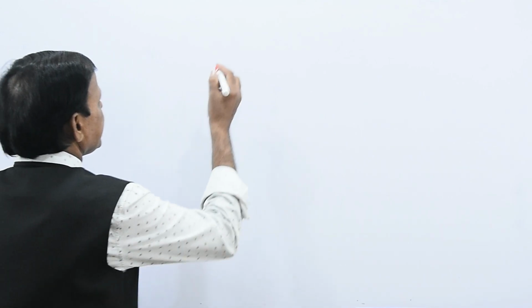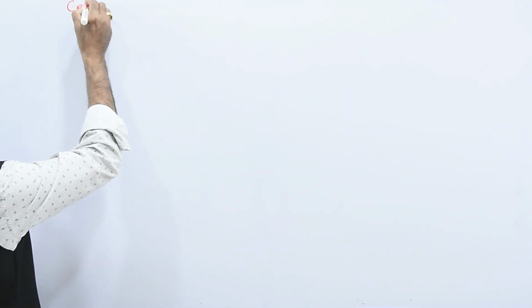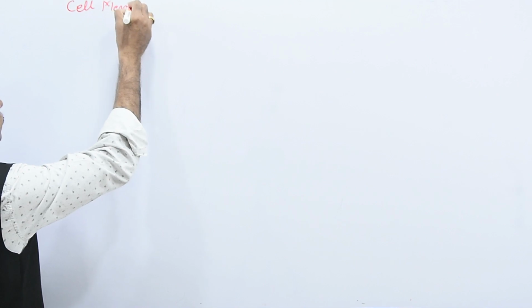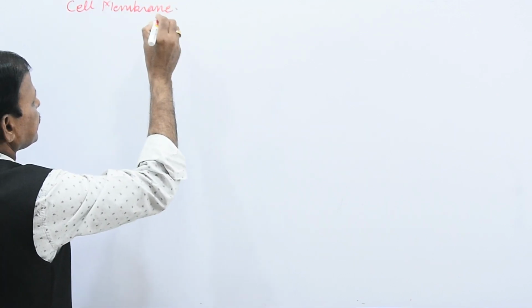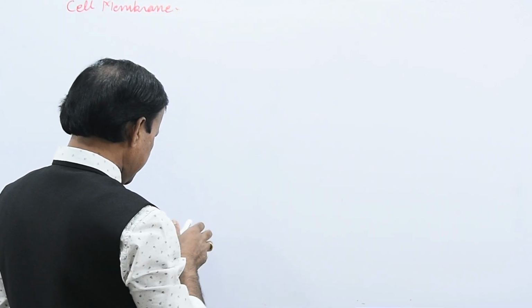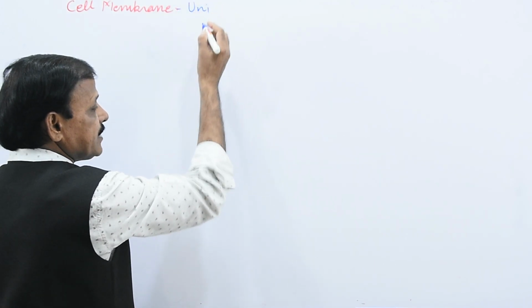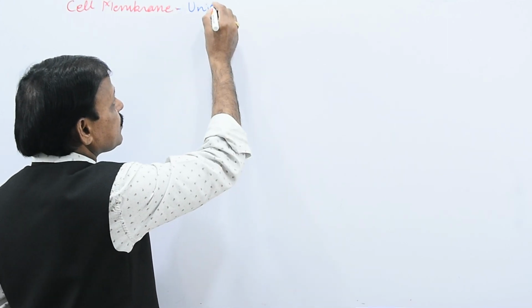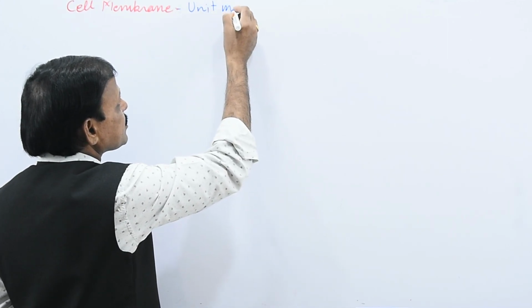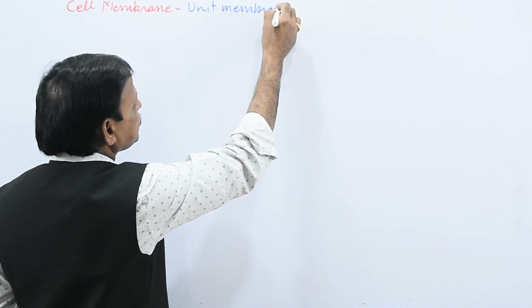So depending upon the concentration and requirement of the substances, the influx and outflux of the cell is controlled by the cell membrane. Therefore, it is a living membrane. The cell membrane is also known as the unit membrane, since it is the membrane of the unit cell, the structural and functional unit of the living body. Therefore, it is also known as the unit membrane.